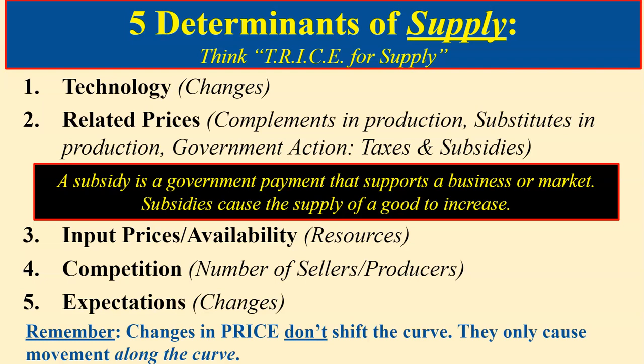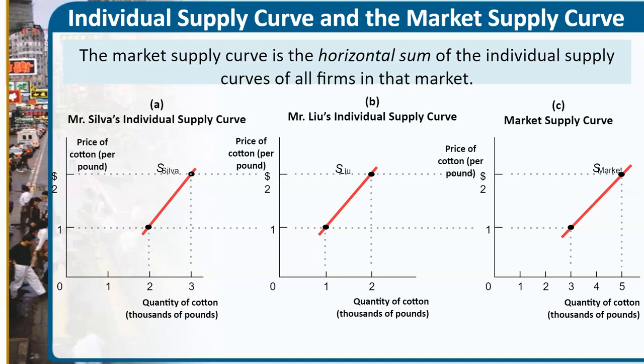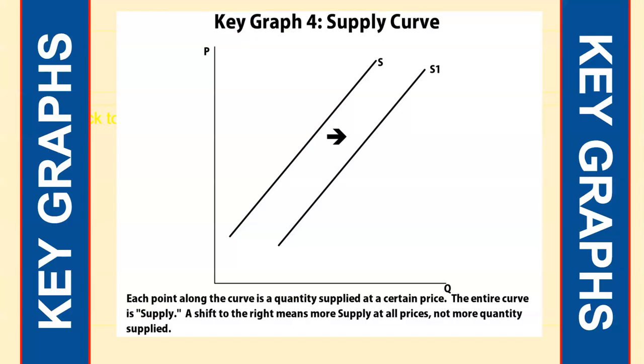So a lot of times expectations is tied to one of the other four in terms of a shift in supply, but this does have an impact. So what we see here again, A plus B equals C. The market supply curve is upward sloping, and it includes all of A and all of B. Again, the horizontal sum of those items is going to take you to the market supply curve that we see here. And that leads us to key graph 4.